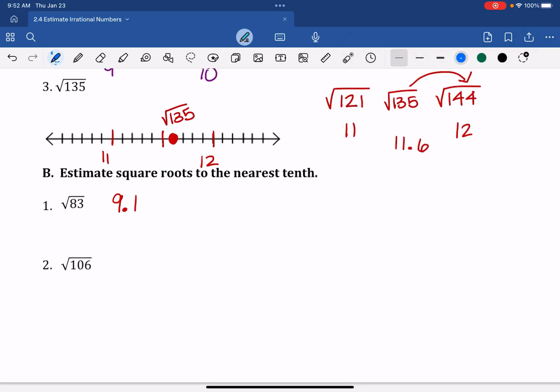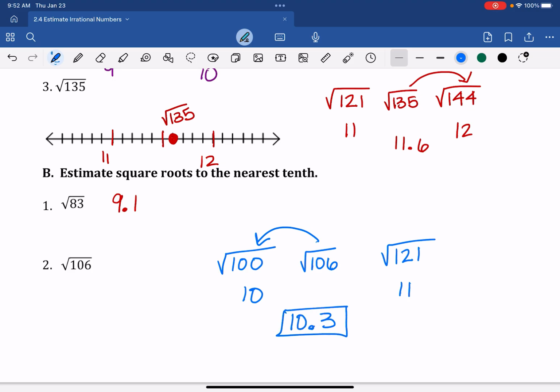So I know that the square root of 106, the two perfect squares are 100 and 121. So 106 would go right in between those. It is closer to 100. So I know that my decimal is going to be in between 10 and 11. So I'm going to estimate it to be about 10.3.